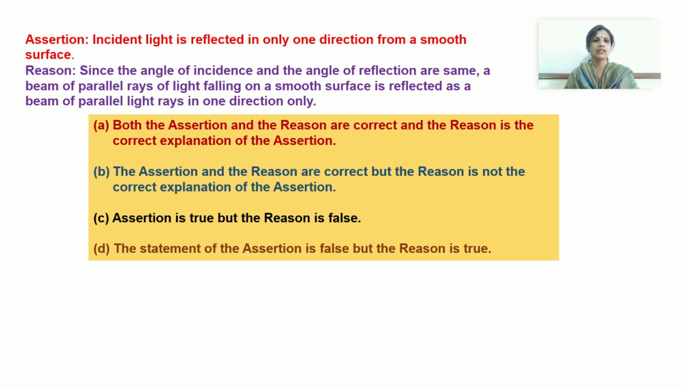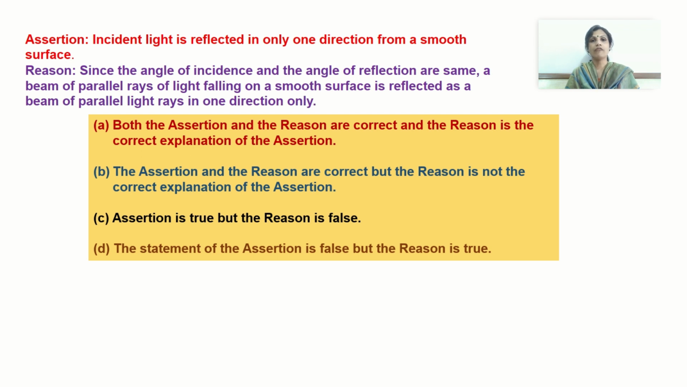Look at this. Assertion is the incident light is reflected in only one direction from a smooth surface. That's correct. When light falls on a smooth surface, it gets reflected in one direction. Reason is, since the angle of incidence and angle of reflection are same, a beam of parallel rays of light falling on a smooth surface is reflected as a beam of parallel light rays in one direction only. This is also absolutely correct, and this we have learned in standard 8th.